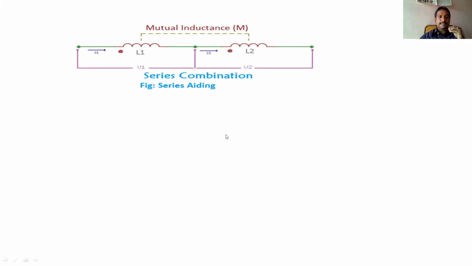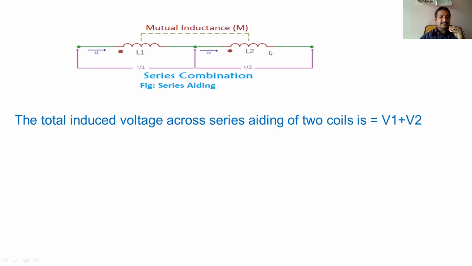So see here, these coils are connected. It is called aiding when both are entering or both are leaving the dots. If the coils have both entering or both leaving dots, then it is series aiding. If one is entering and another is leaving, it is opposing. In this series aiding, the mutual inductance between the two coils is M. Individual coil inductances are L1 and L2. Voltage across coil 1 is V1. Voltage across coil 2 is V2.